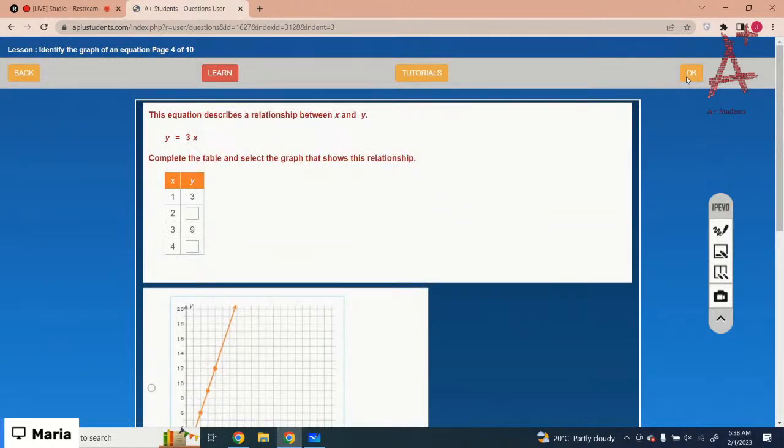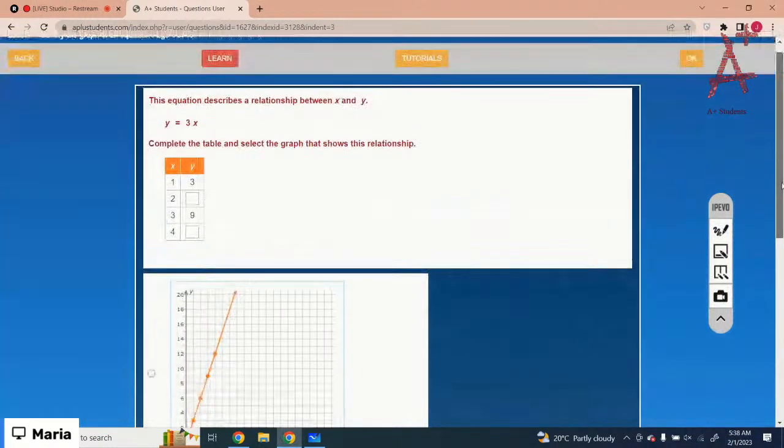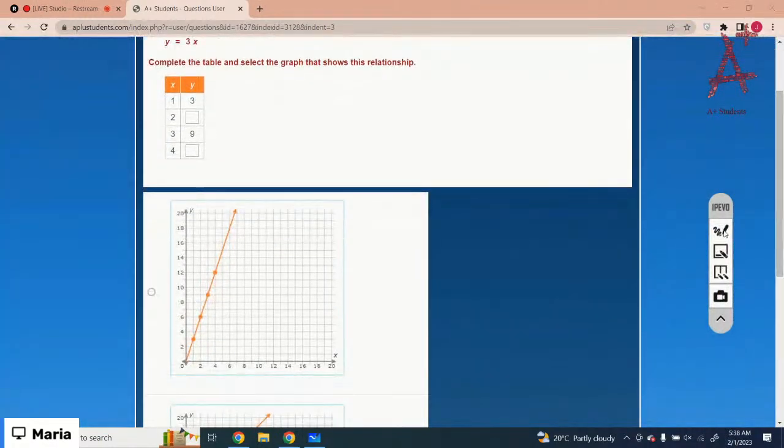Okay, the equation describes the relationship between x and y. Complete the table and select the graph that shows the relationship. First of all, we have to find the values. The equation is y equals 3x. So 2 times 3 is 6, and 4 times 3 is 12. So these are the ordered pairs. Got it?